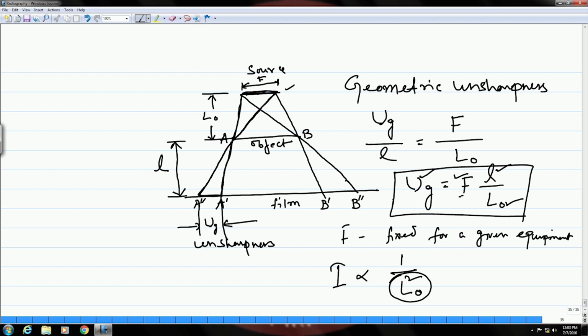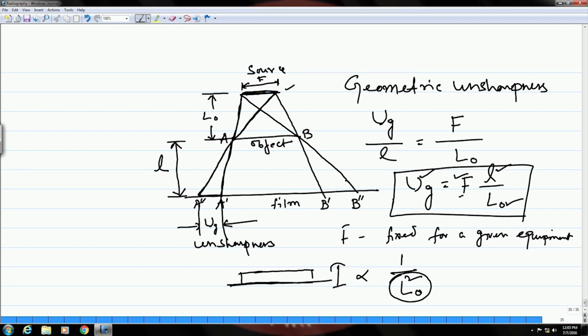So, that leaves us with this distance, the distance between the object and the film, to change it and minimize it, to minimize the unsharpness. So, that means the film and the object, the distance between them should be minimum, and it will be best to keep the object and the film in that case in intimate contact.